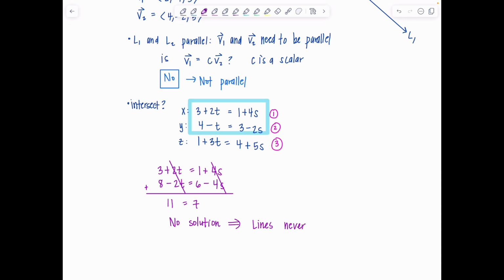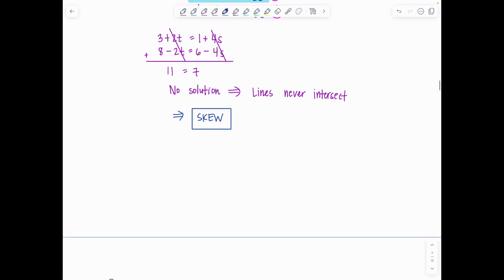In fact, we can be more dramatic. The lines never intersect. So if the lines are not parallel and they don't intersect, then that implies they are skew. Okay, very good. Let's try a couple more like this, see if you get the hang of it.